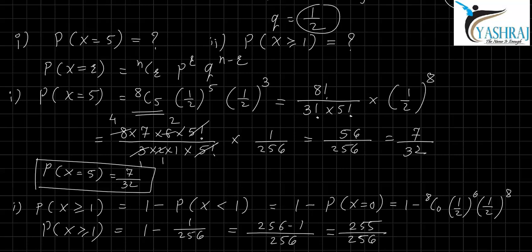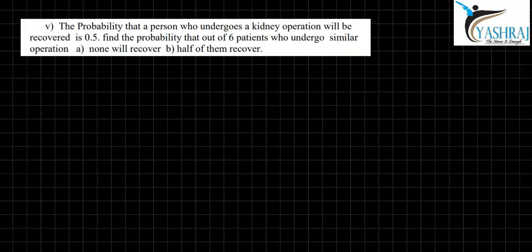Now look at the next question. The probability that a person who undergoes a kidney operation will recover is 0.5. Find the probability that out of 6 patients who undergo a similar operation, first, none will recover, second, half of them recover.